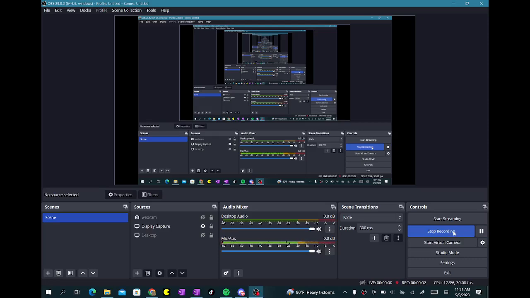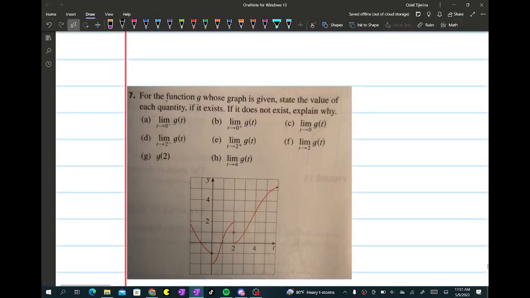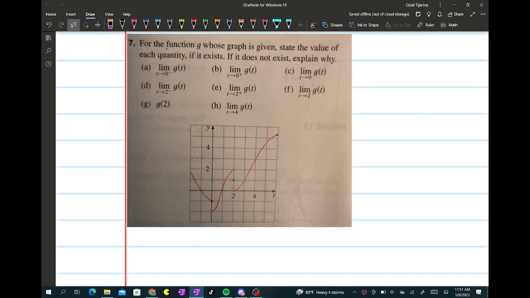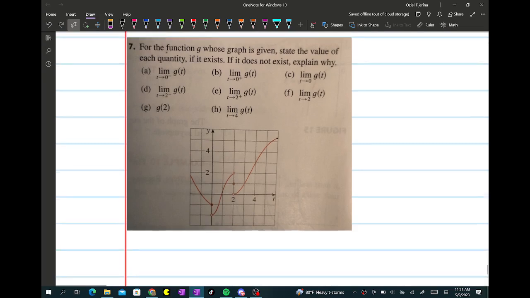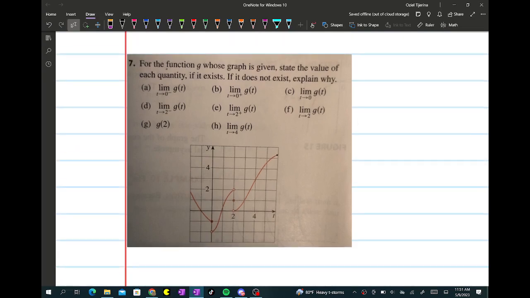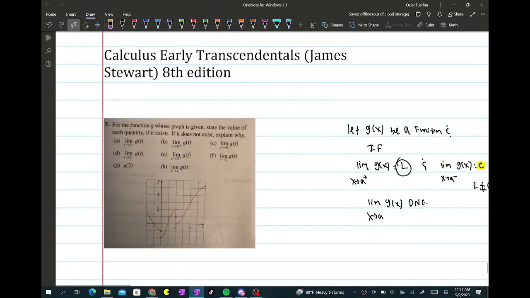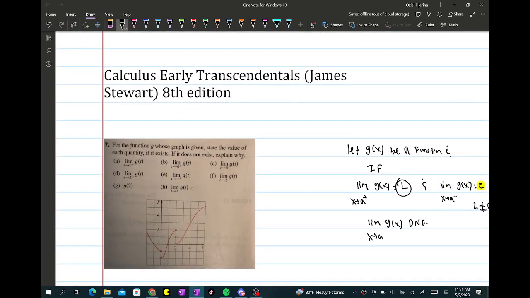Okay, so hello everyone. In this video, I want to go over the idea of left and right-handed limits. There are a few things that I want to go over in general when it comes to left and right-handed limits. And by the way, guys, I got an example right here from this textbook.